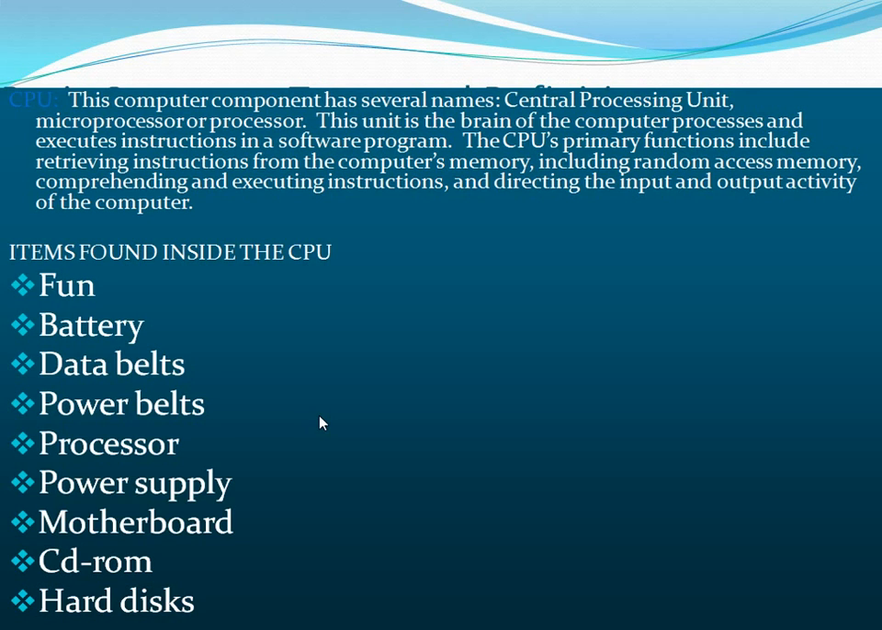The CPU's primary function includes retrieving instructions from the computer's memory. Yes, the computer has a memory where it keeps data, but the primary function of the CPU, which has the processor, is to retrieve data or what you have saved. Then we have random access and others. So directly, the input and output activities of the computer will all be done by the computer system.